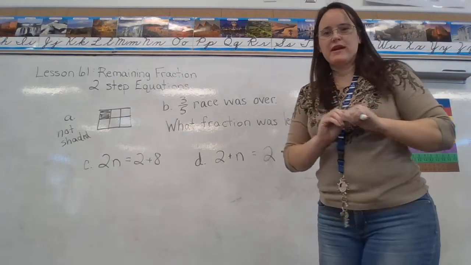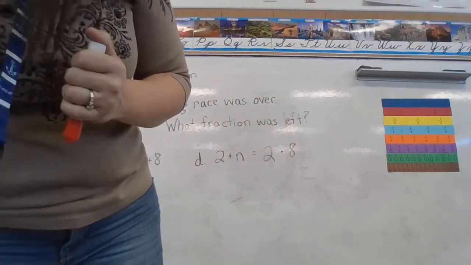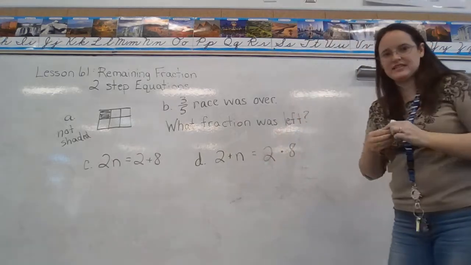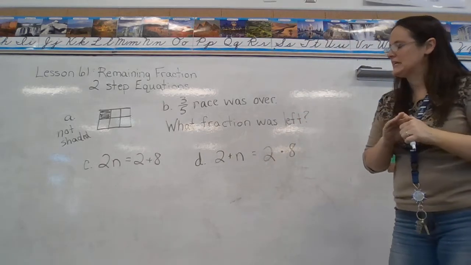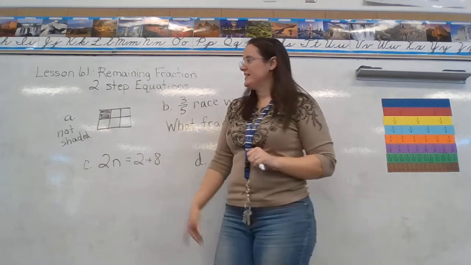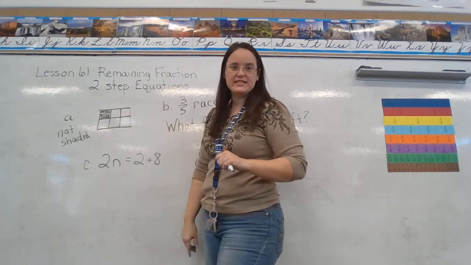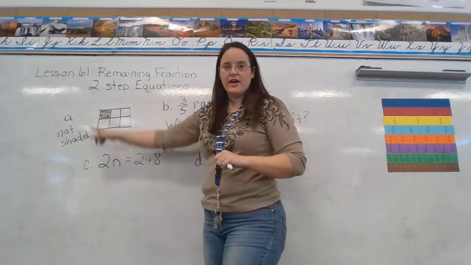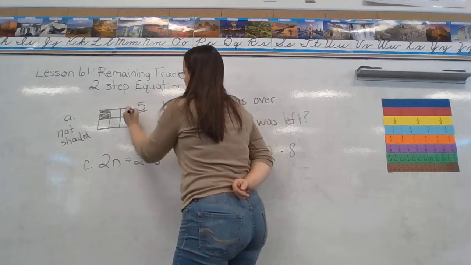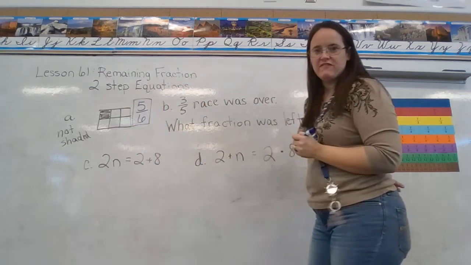Okay, I'm going to try to write my answers in a different color so they show up, but I also know it's tough to see this on the screen. So, A, what fraction is not shaded? I can count. 1, 2, 3, 4, 5 pieces are not shaded out of 6 pieces total. So our answer would be 5/6.